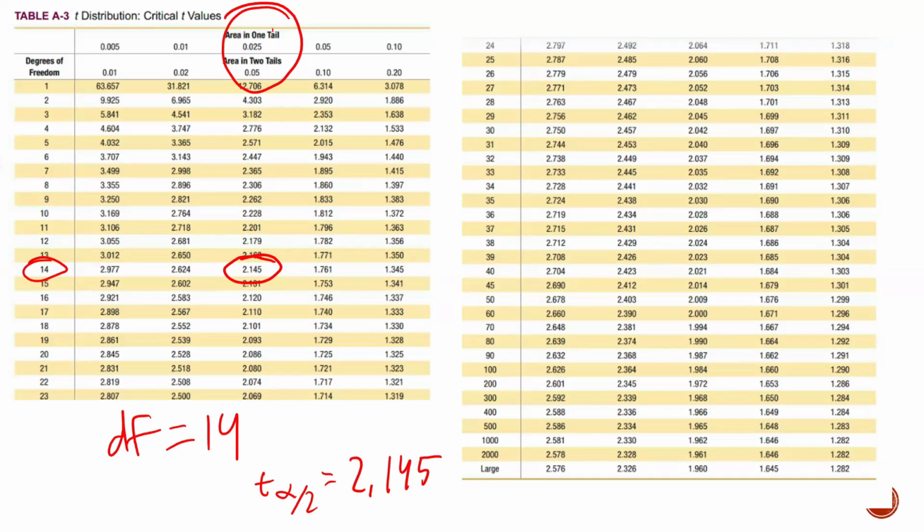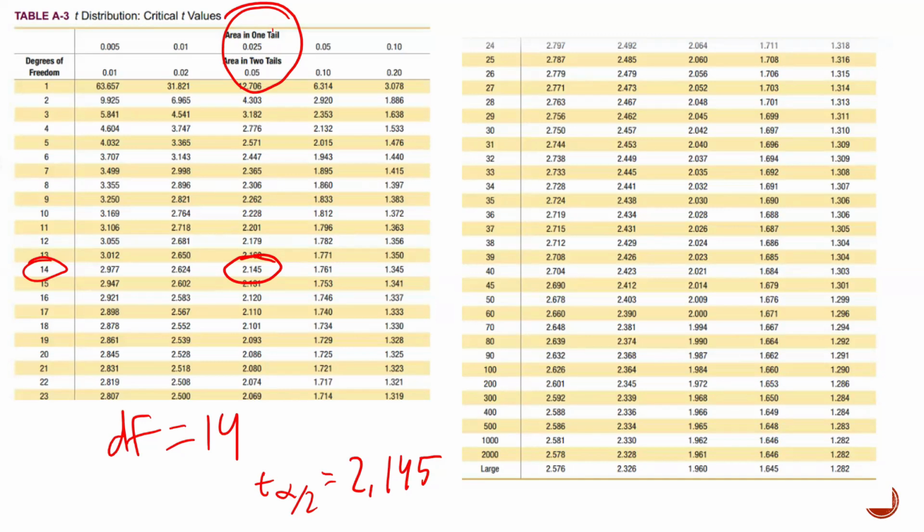Correct. Yes. And we won't really be doing that until the next chapter. But you can do either because it's symmetric, right? So the area in one tail determines the area in two tails. It's not going to be asymmetrical, right? The area in two, yes, because it's symmetric. And that's why it only gives you one critical value, right?